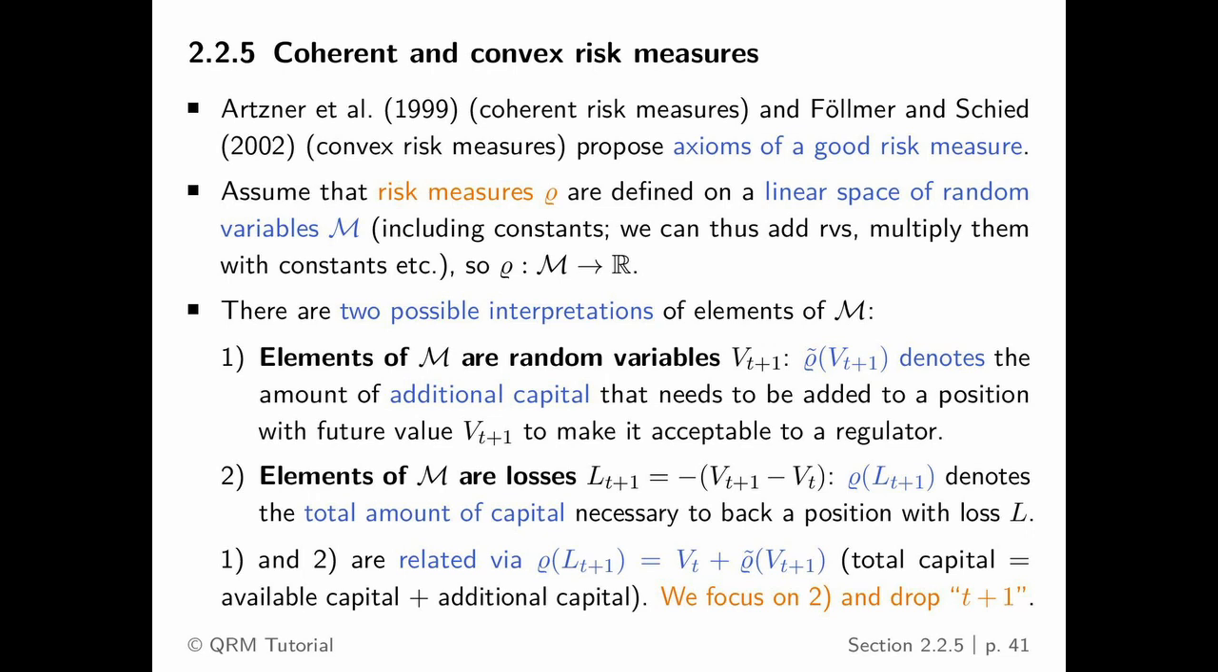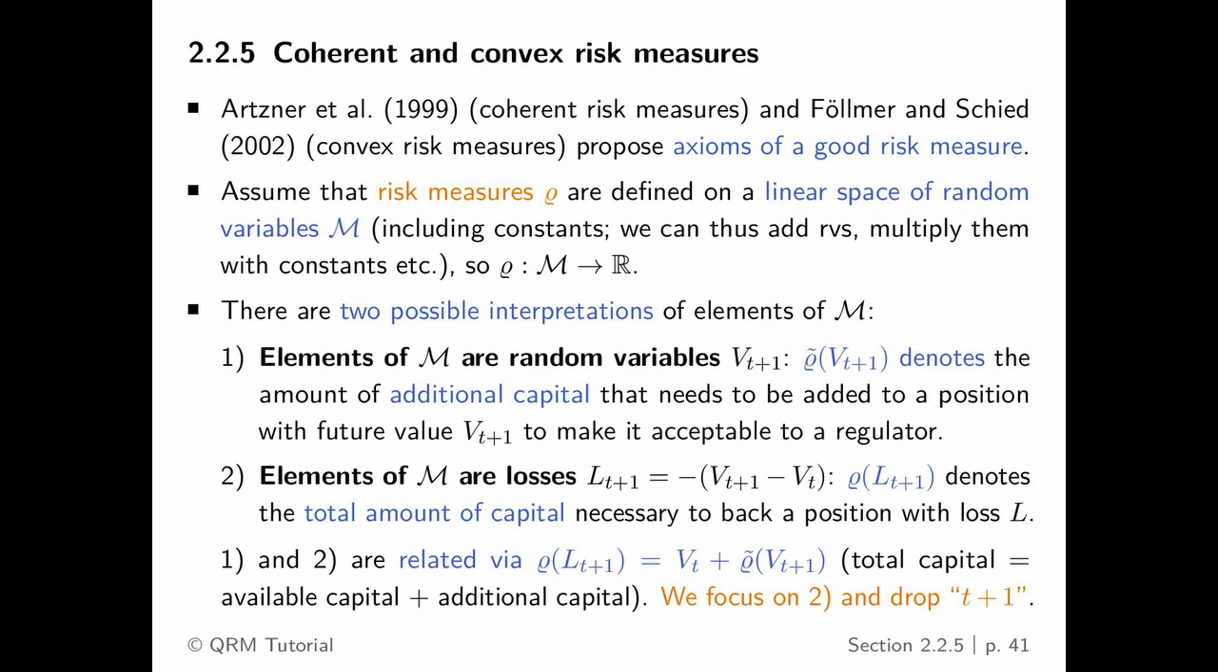Good. So for this theory, risk measures are defined in a linear space of random variables. So the idea is, okay, this risk measure assigns a number to a set of losses, and we assume that these losses form a linear space, so we can add and subtract them, and constants are also in there. We can multiply them with constants, double positions, and associate a number to them.